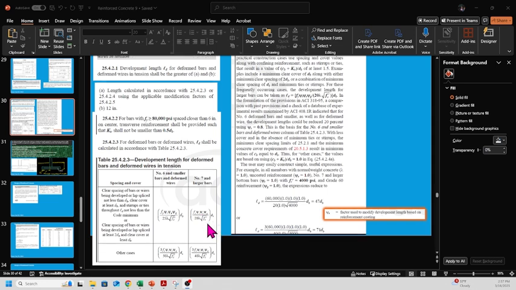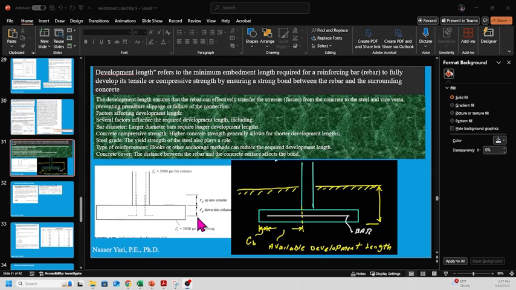So what is the development length? It really refers to the minimum embedment length required for reinforcement bar. So when you design your footing, you want to make sure the bar meets both tension and compression. It's long enough to make a bond between the bar and the concrete.